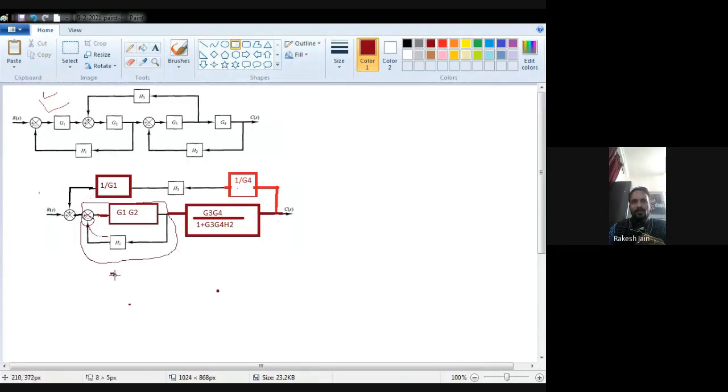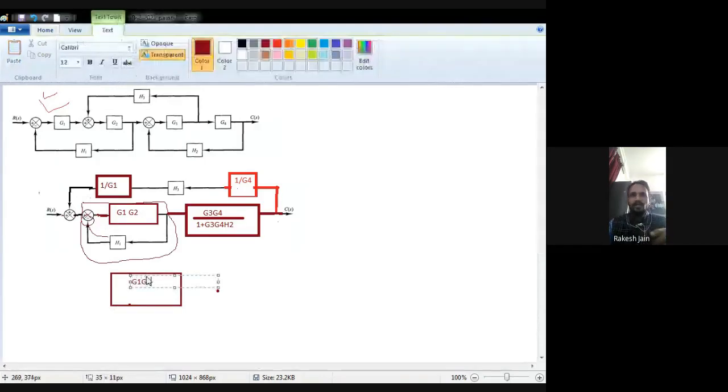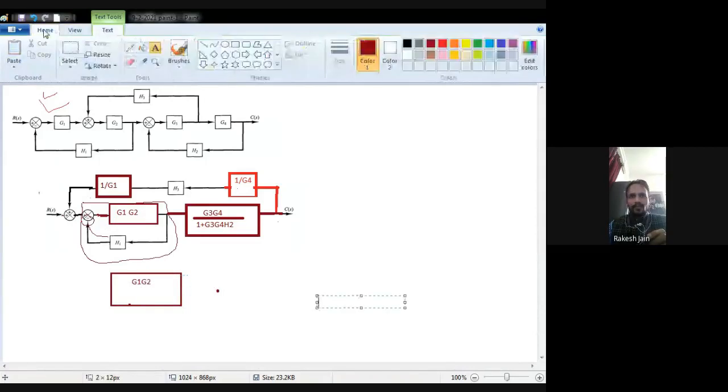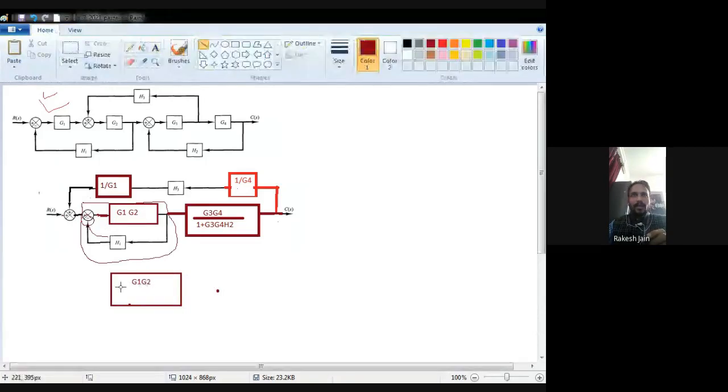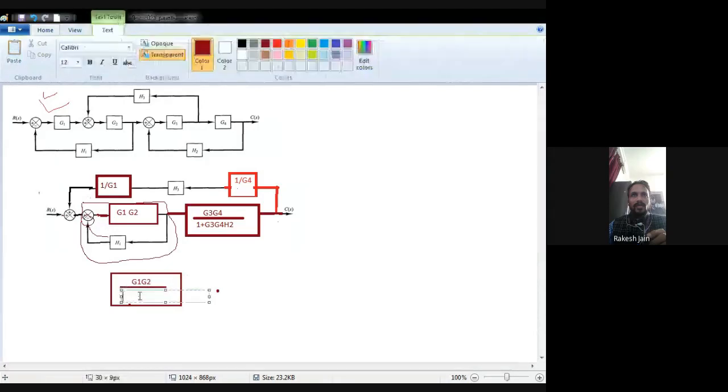Okay, now we can solve easily. Now we interchange these two summing junctions very easily. Okay. Now see these two blocks, G1 and G2.